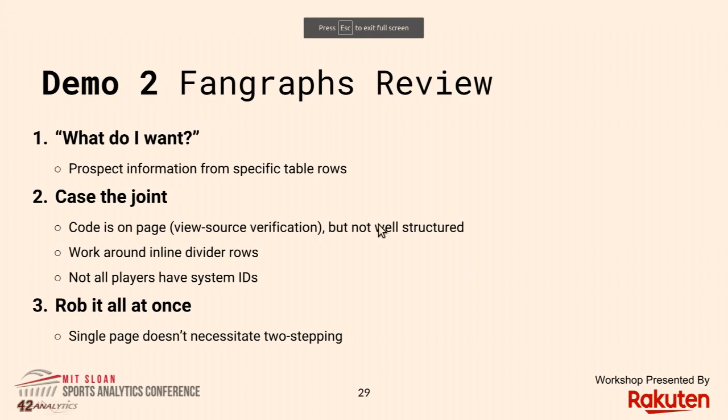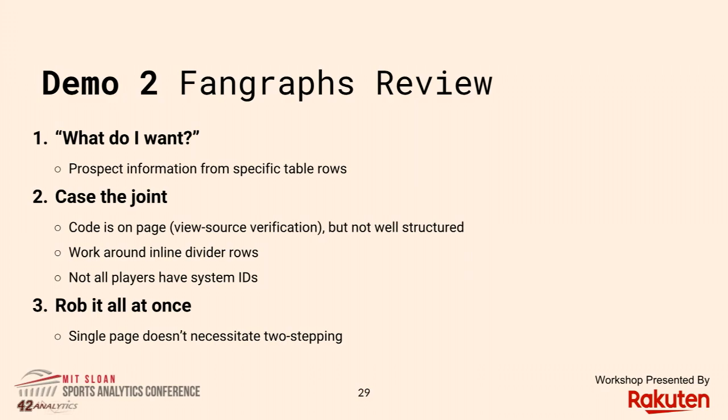So we specified what we wanted. We researched it, and we saw that it all exists inside of table rows. We went to the table rows, and we extracted that data. Before we did that, we saw the code is in fact on the page. We viewed source, simple enough, but it's not well structured, right? There's not like a hard schema that enforces all of this. We had to work around the inline divider lines, and we found that not every player has IDs. So knowing that, we worked around it. That was just our simple if logic. We took it all at once because it's just one table sitting right out in the open.